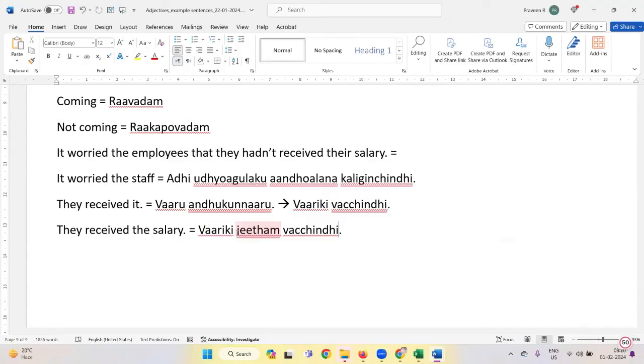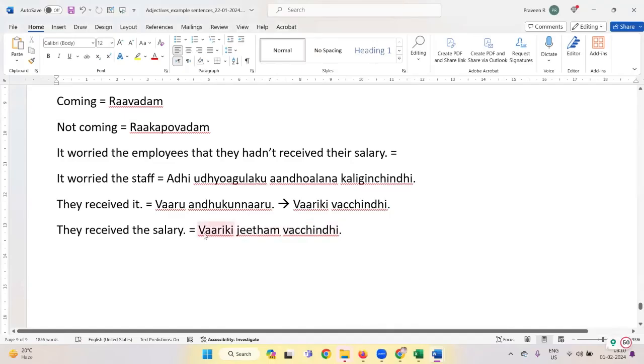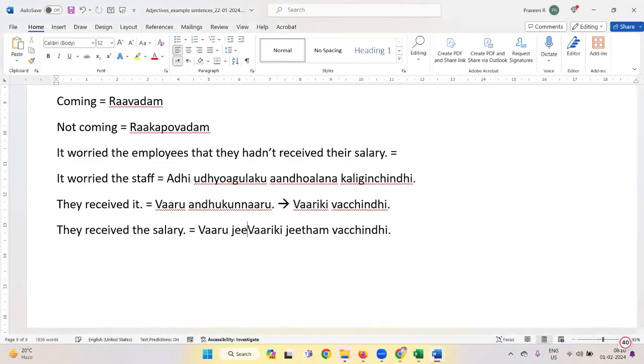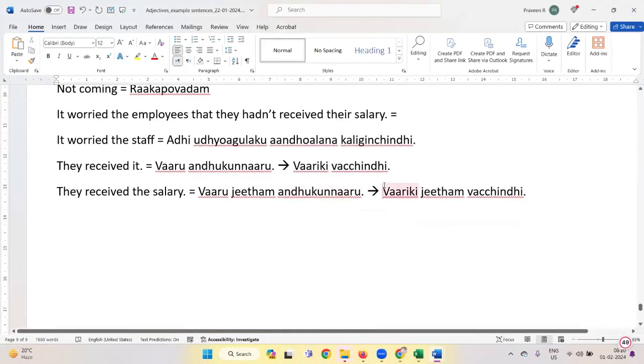But if you look at the written language style, వారు జీతం అందుకున్నారు. We don't use that in the spoken version, but I will write that one also. వారు జీతం అందుకున్నారు. This one you mostly hear in the written language. So వారికి జీతం వచ్చింది is always the spoken version.